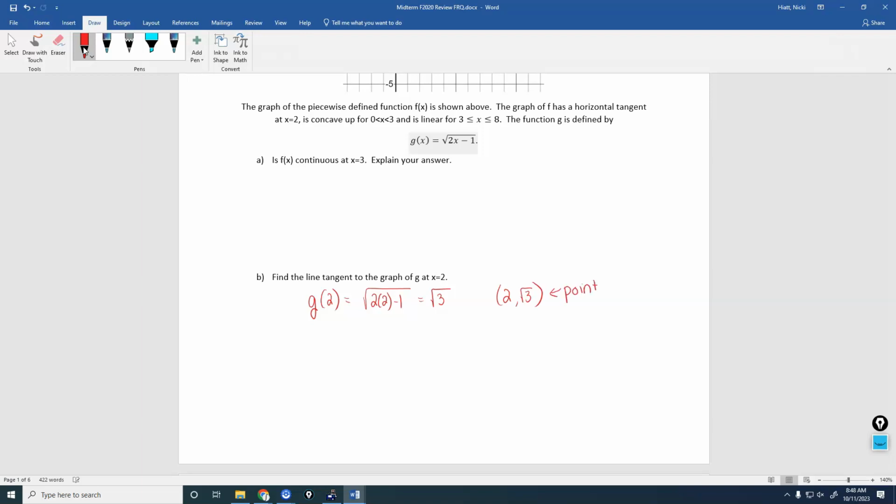Whenever you're doing this, make sure that you're labeling everything. Most of you are doing okay on that. A few of you were not.